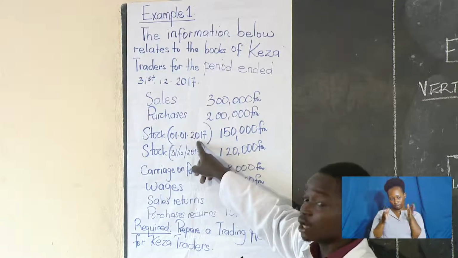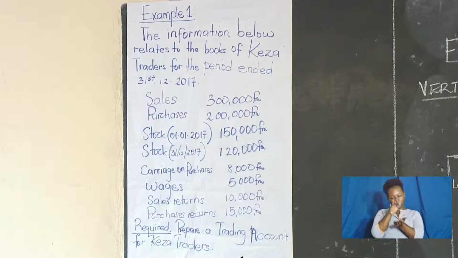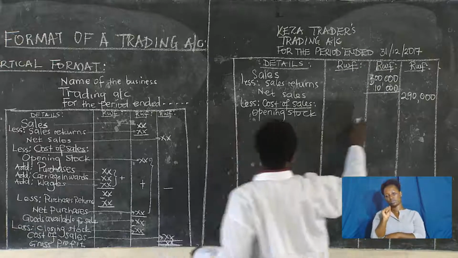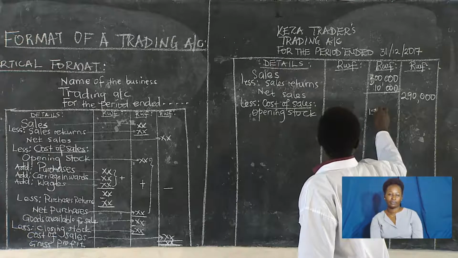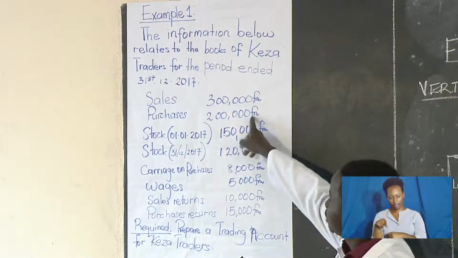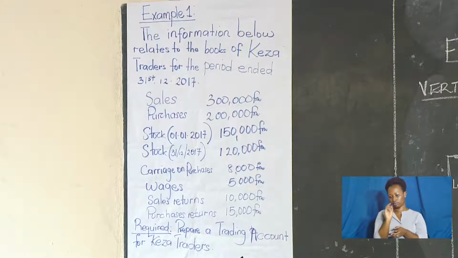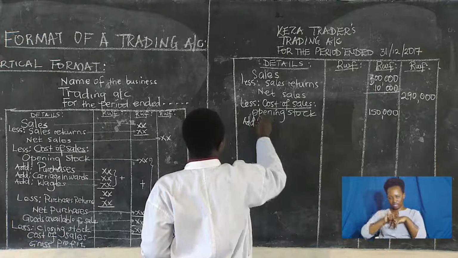Remember, this opening stock was the closing stock of the previous trading period. So you have to indicate it there. How much? Yes, 150,000. Was the opening stock enough? Or they bought some other goods for resale? Yeah, they bought purchases, simply because maybe the opening stock was not enough. So you add purchases.